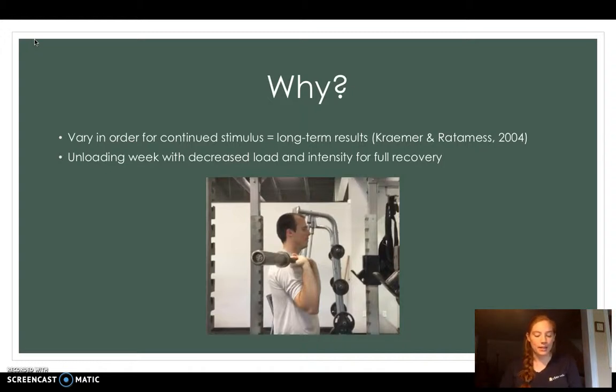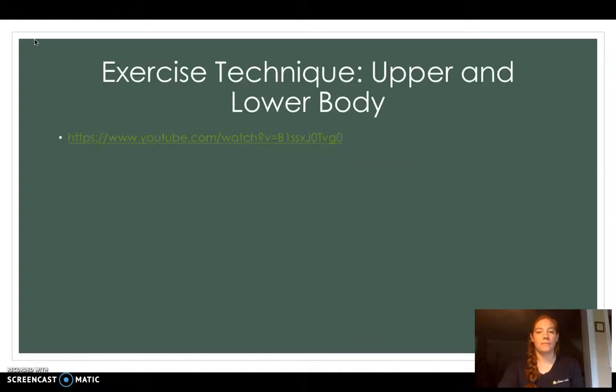So he had low reps with moderate sets, making sure he has 2 to 3 minutes rest in between, to improve that strength. This is a link to my exercise technique for the upper and lower body. For the multi-joint exercises, I chose a bench press and a back squat.